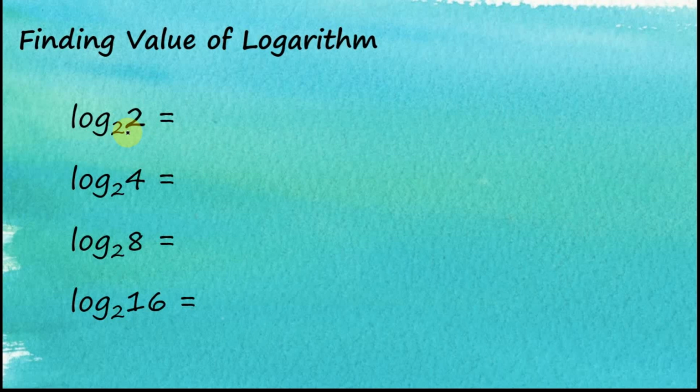Now, we know that for a logarithm, this is the base, and the meaning of this number is 2 to the power of what equals 2, right? In index numbers, we know that 2 to the power of 1 equals 2, and therefore this is equal to 1. Okay. So this is how we find the values of logarithms.